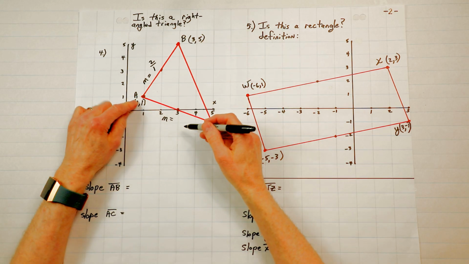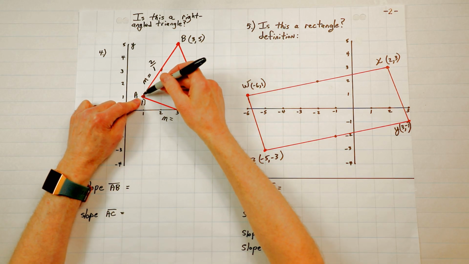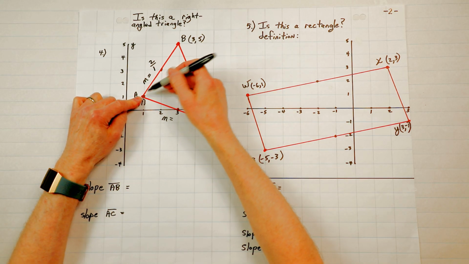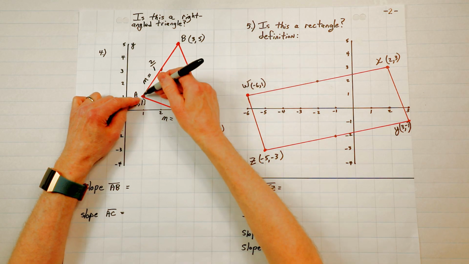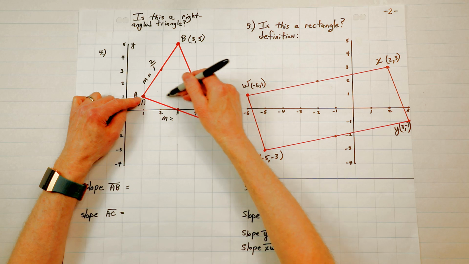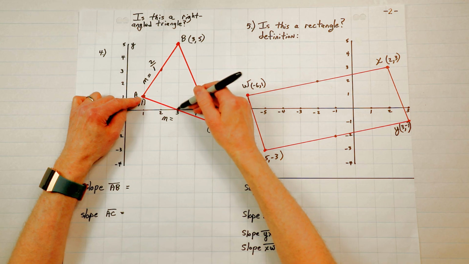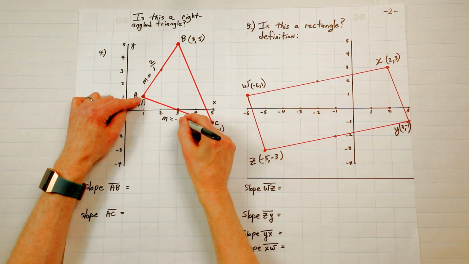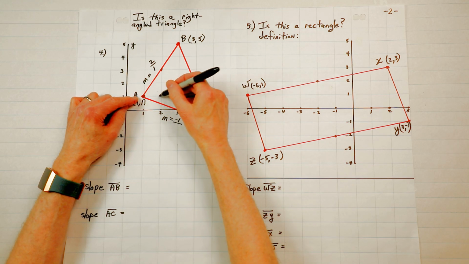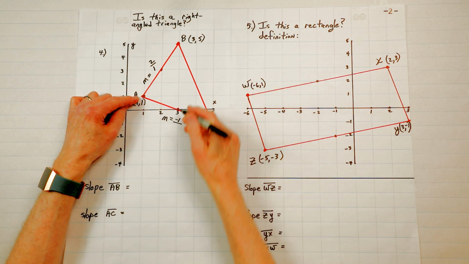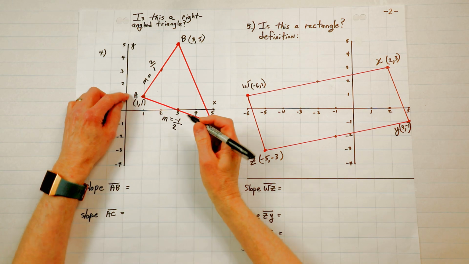Now let's look at this one. If we start here, and we're counting spaces, what's the slope of AC? Okay, so we go right 2 and down 1. So the rise is negative 1, and the run is over 2. Over 2, down 1. So there we go.